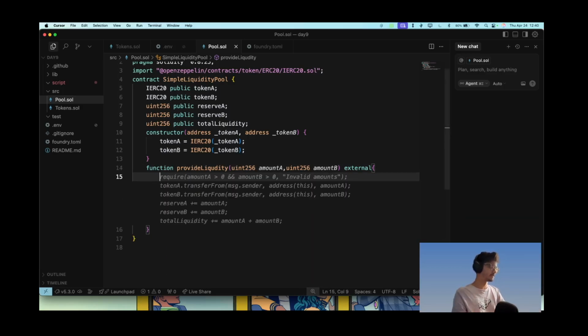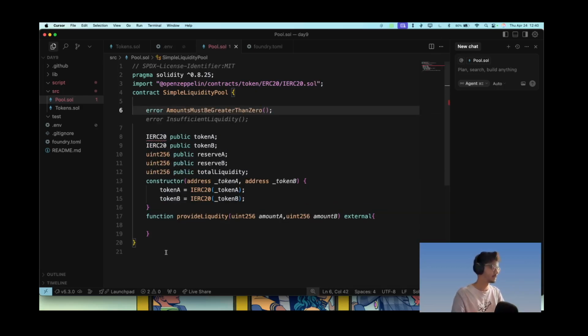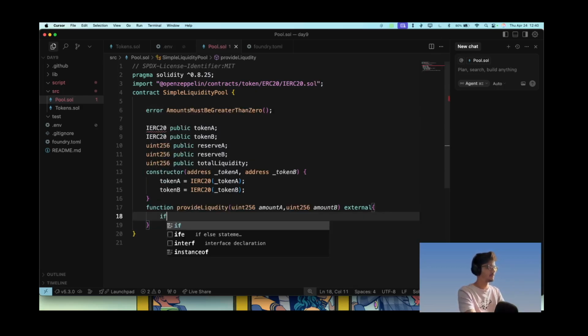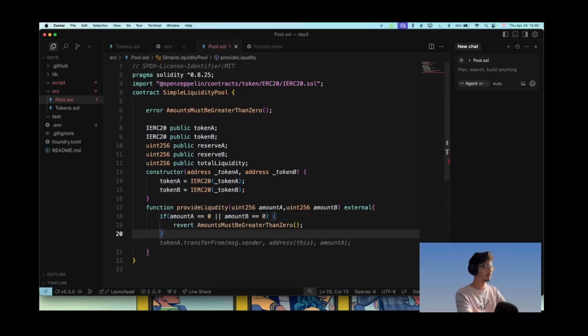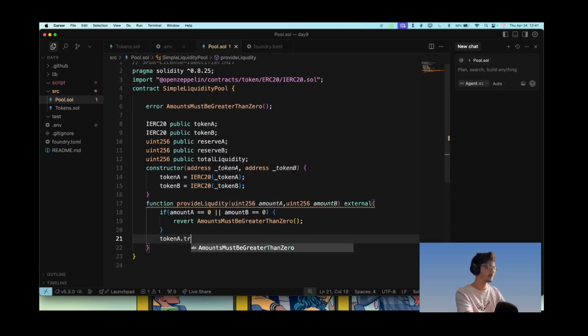let's make some errors first. So error: amount must be greater than 0. Okay, now if amountA or amountB is equal to 0. Okay, now what we need is tokenA.transferFrom(msg.sender, address(this), and how much of it will be transferred? It will be transferred as amountA.